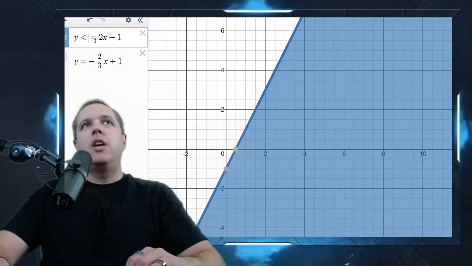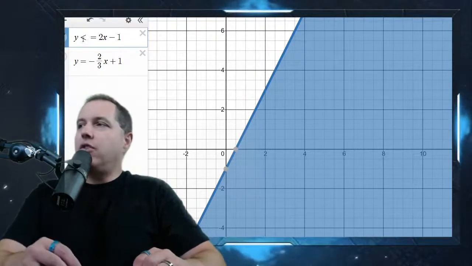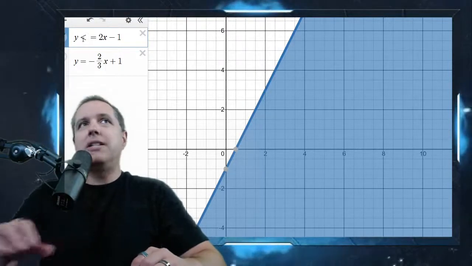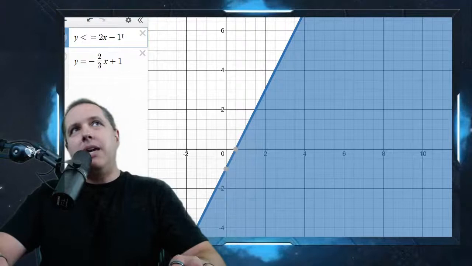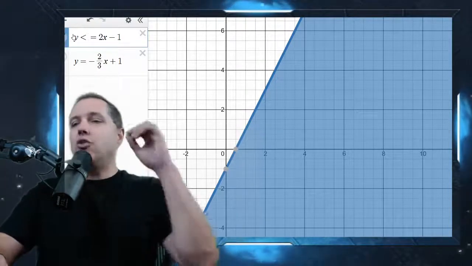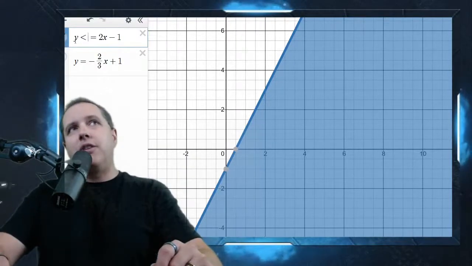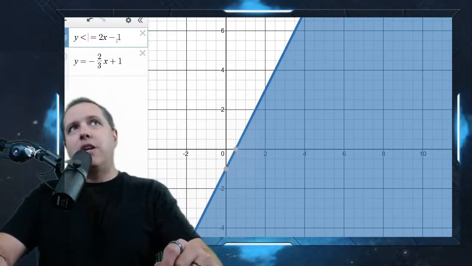Well, what happens is this inequality means that all of a sudden we have a lot more solutions, because anything that makes this side greater than this y value over here is also a solution. Think about it this way. We have y less than or equal to 2x minus 1.